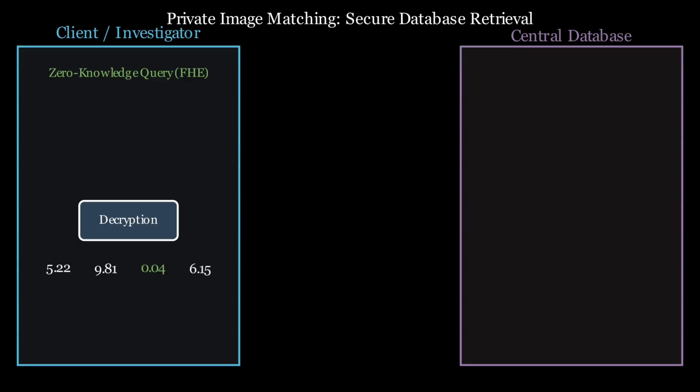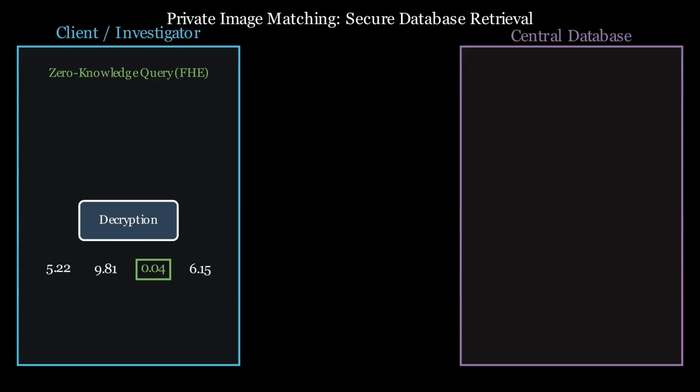With the decryption complete, the true squared Euclidean distances are finally revealed in plaintext. We can see the array of scores, 5.22, 9.81, 0.04, and 6.15. Now, operating safely within the trusted local environment, the client device's CPU executes a standard, plaintext argmin function. Watch the visual representation as the algorithm iterates through the array. It evaluates the first score, moves to the second, and immediately identifies 0.04 as the absolute minimum.